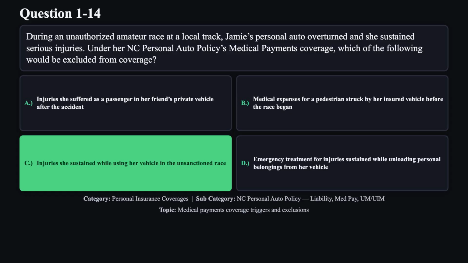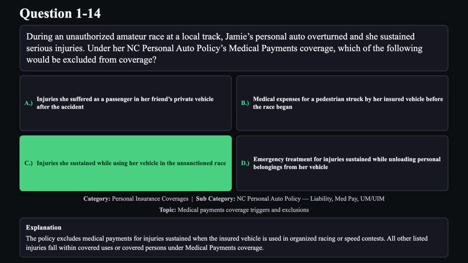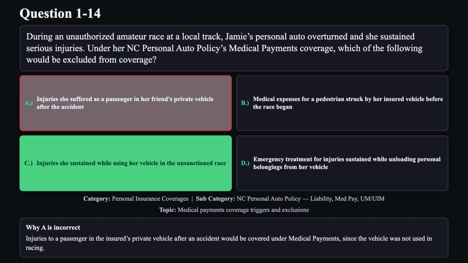The correct answer is C. The policy excludes medical payments for injuries sustained when the insured vehicle is used in organized racing or speed contests. All other listed injuries fall within covered uses or covered persons under medical payments coverage. Reason A is not correct. Injuries to a passenger in the insured's private vehicle after an accident would be covered under medical payments, since the vehicle was not used in racing.